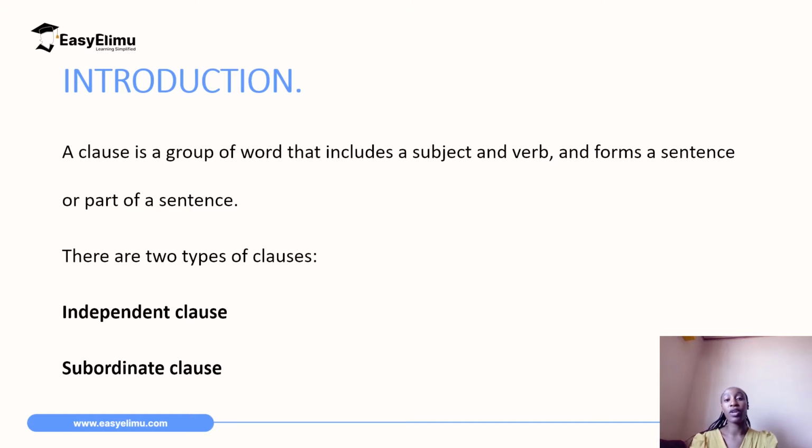So before we go further into it, it's important to have a definition of what a clause is. A clause is defined as a group of words that includes a subject and a verb. It can form a sentence on its own, or it can form a part of a sentence. And so there are two types of clauses. We have the independent clauses and the subordinate clauses.